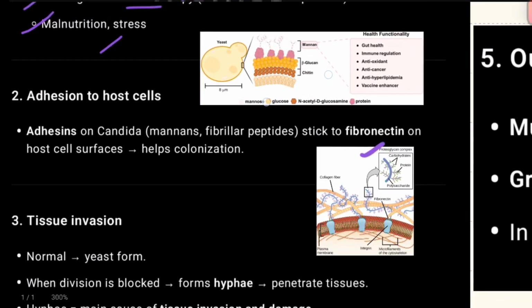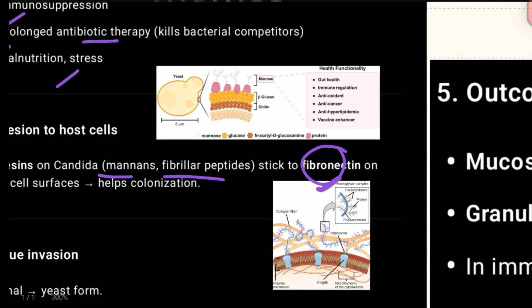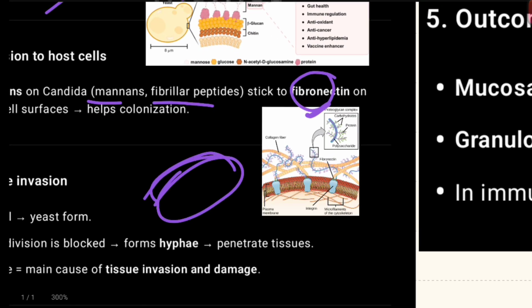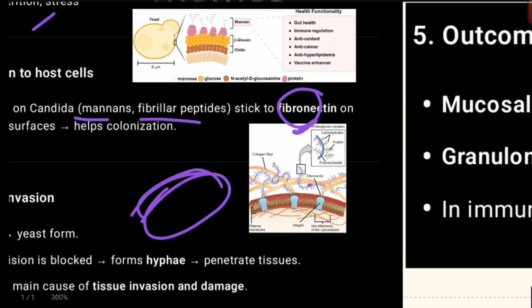Again, when these organisms are present normally in the host, there is a mechanism of adhesion. The structures which play a very important role in adhesion to the host cells are basically mannans and fibrillar peptides. These mannans are a type of carbohydrate, and these fibrillar peptides are proteins. Both combined play a role in sticking to fibronectin of host cells. Fibronectin is a glycoprotein, usually present on the cell surface of damaged host cells. Here you can visualize the fibronectin, which is composed of carbohydrates, proteins, and polysaccharides. So this is called a proteoglycan complex or a glycoprotein.